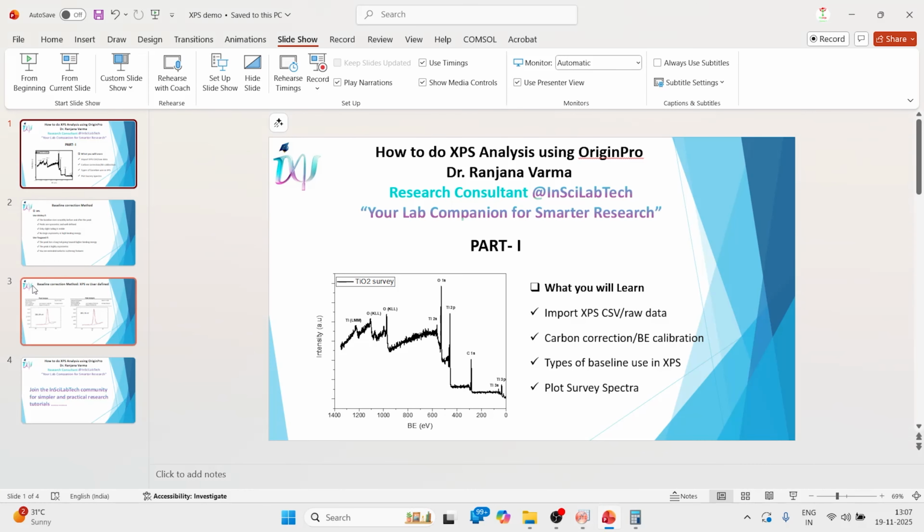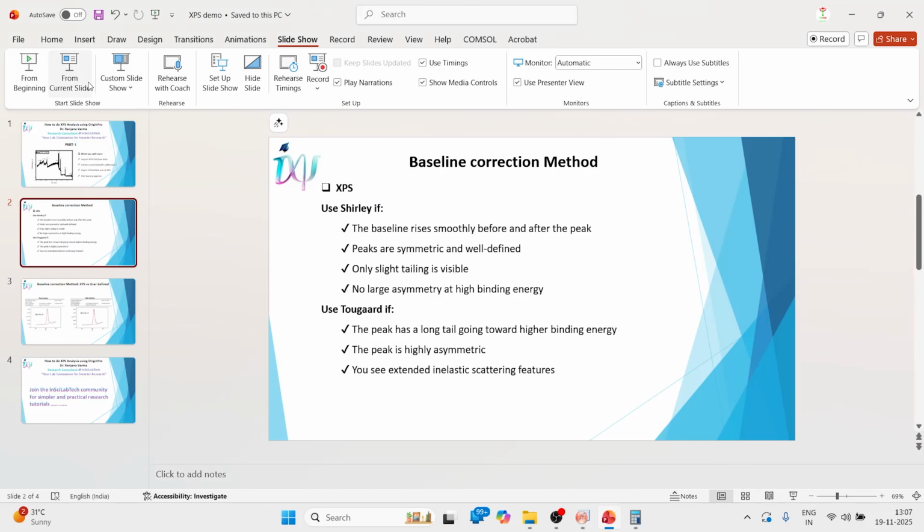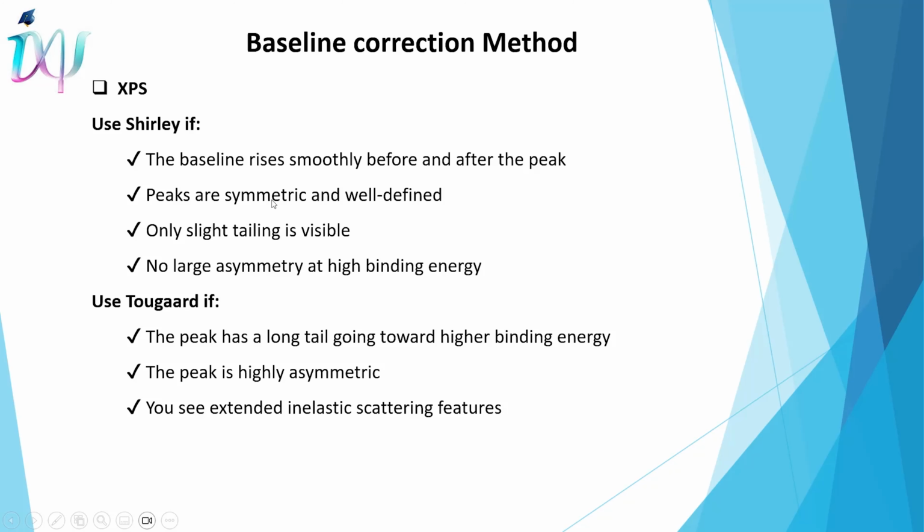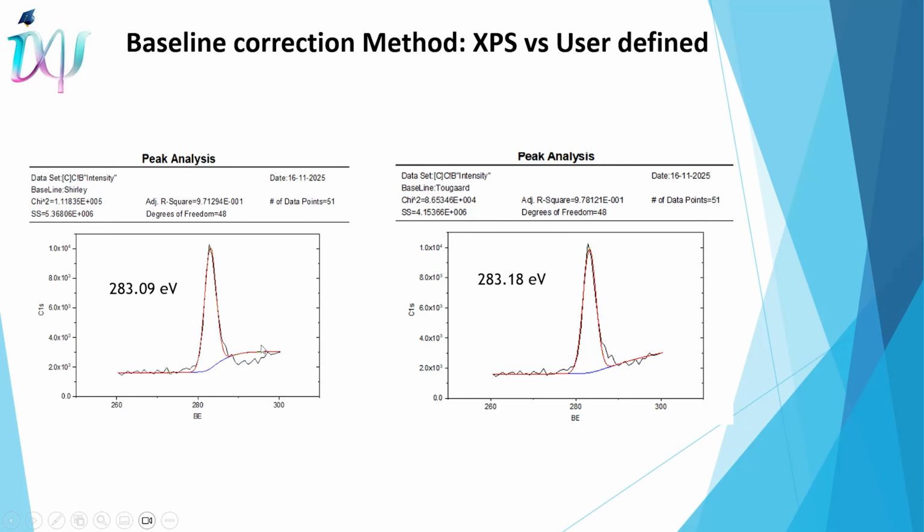Now how to decide which method is to be used when? Use the Shirley method if your peaks are symmetric and well defined, and if your peaks are highly asymmetric and a long tail is observed at higher binding energy, then use the Tougaard method. So in my data, if I use the Shirley method, at higher binding energy my baseline is not created properly. But when I use the Tougaard method, a realistic baseline is created.